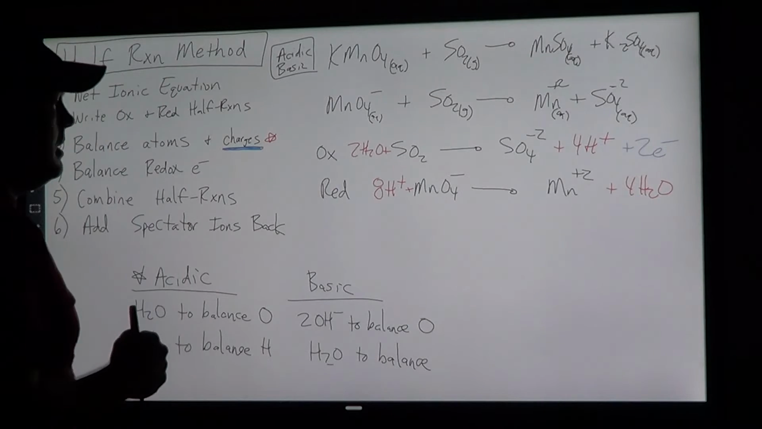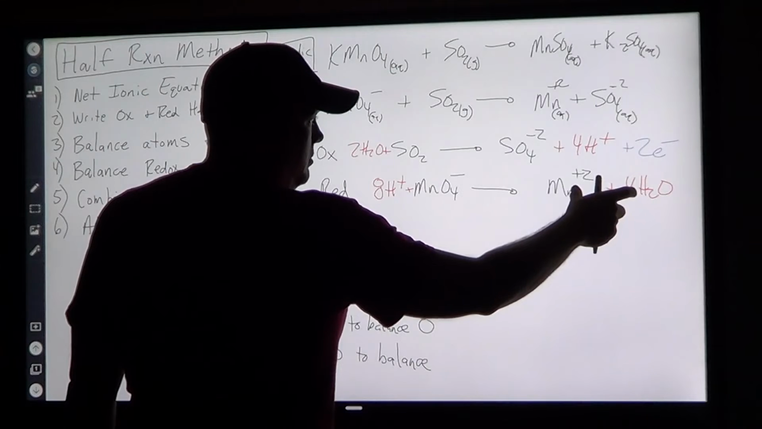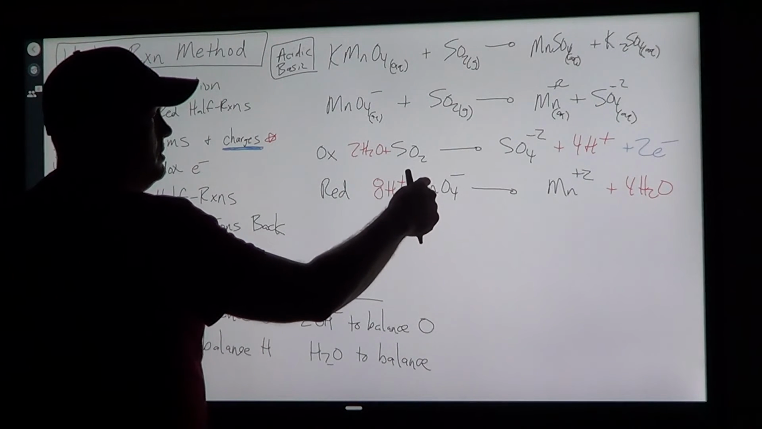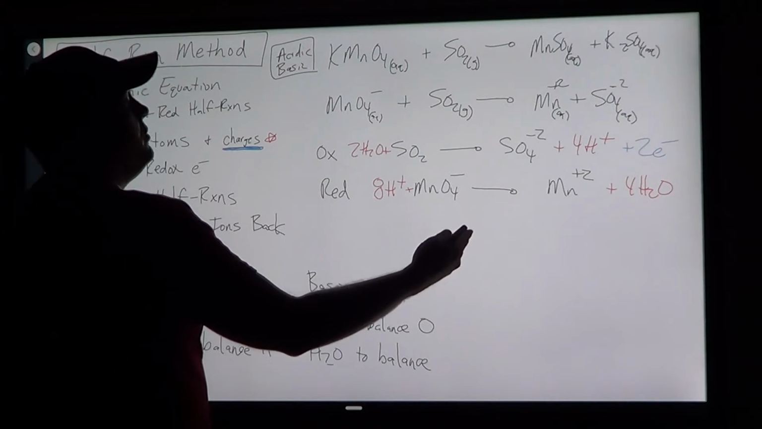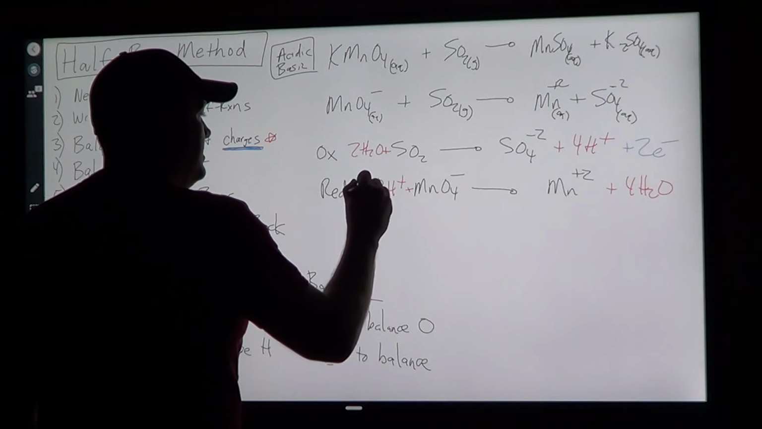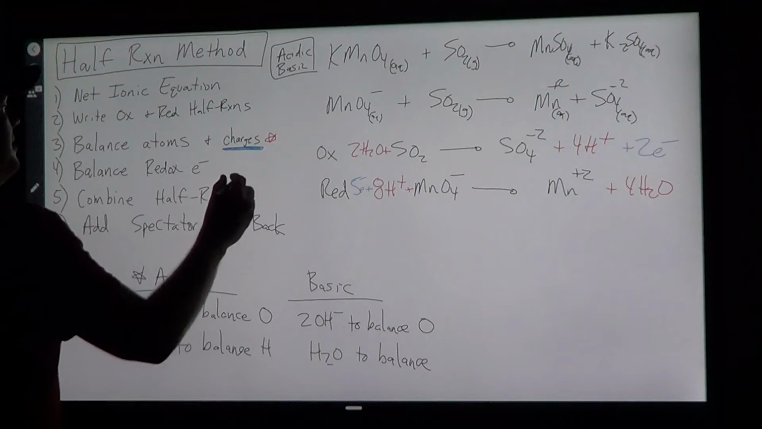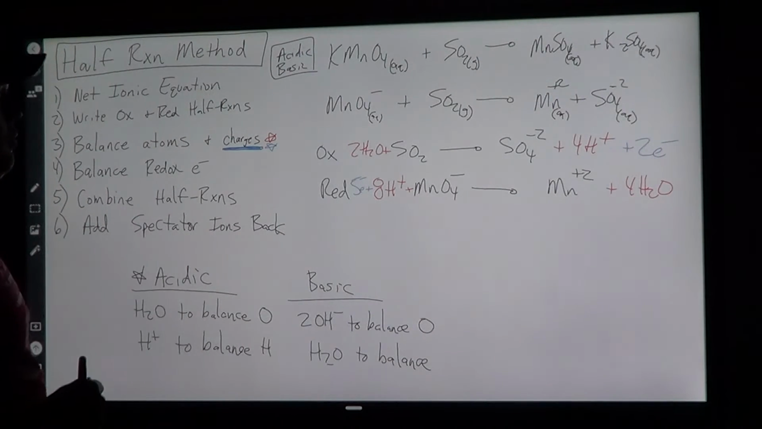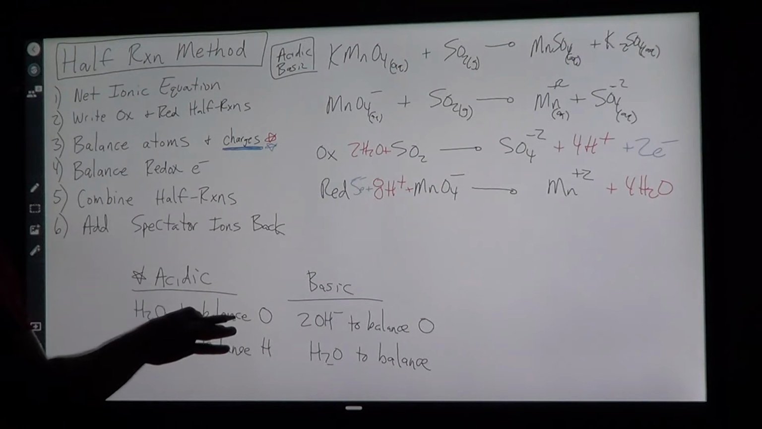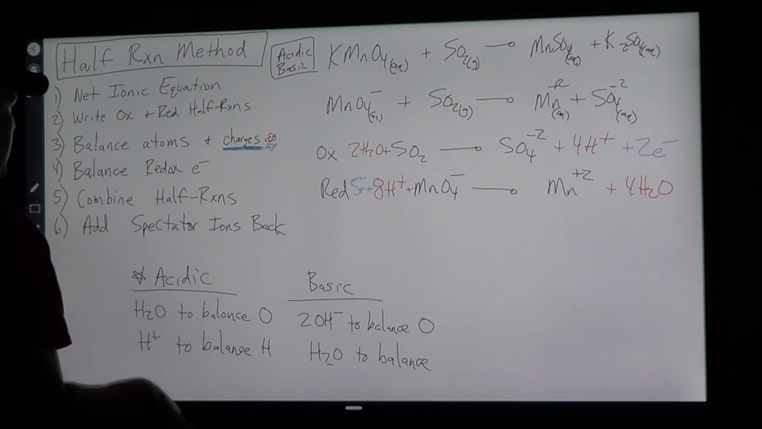On the reduction side, the right side is currently +2. The left side is currently +7. And again, the only way to go from +7 to +2 is if you put 5 electrons in. So at this point, we now have 2 completely balanced half reactions.